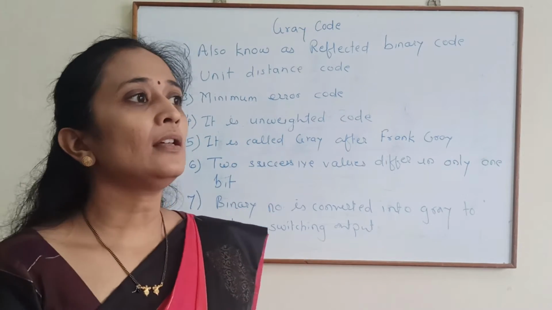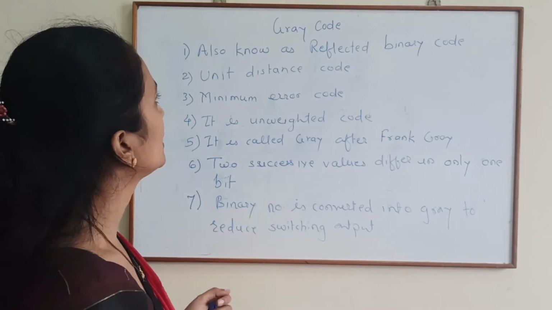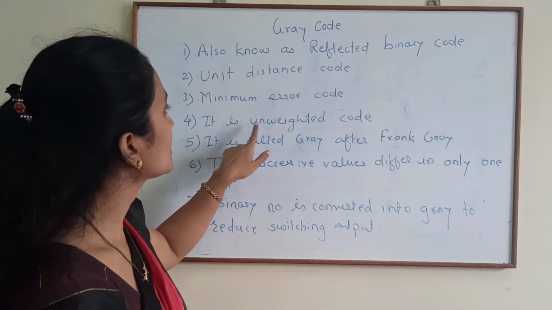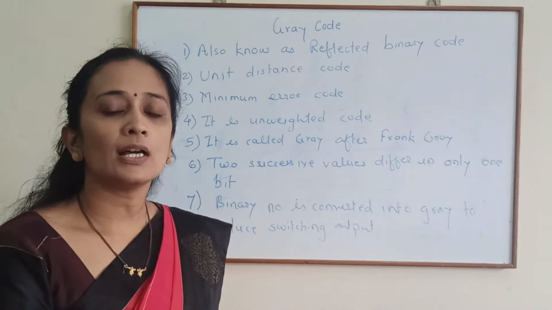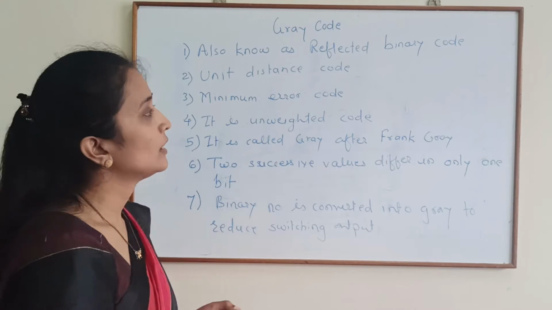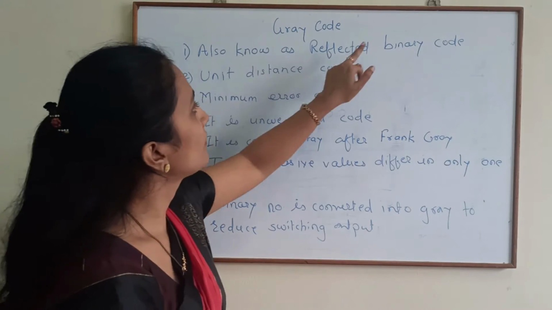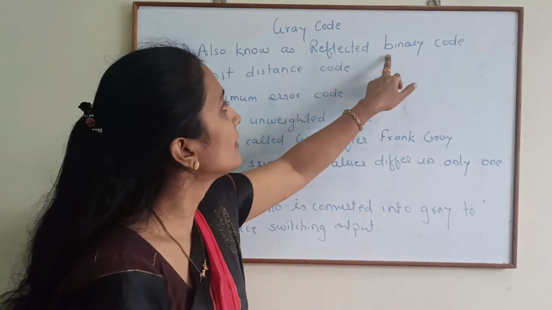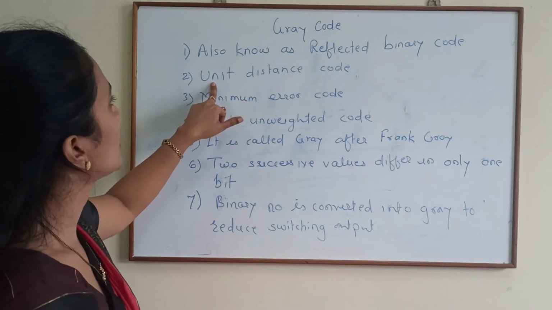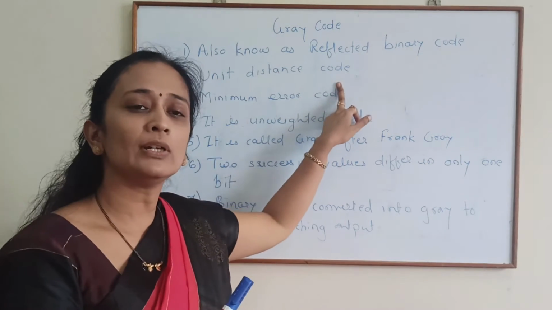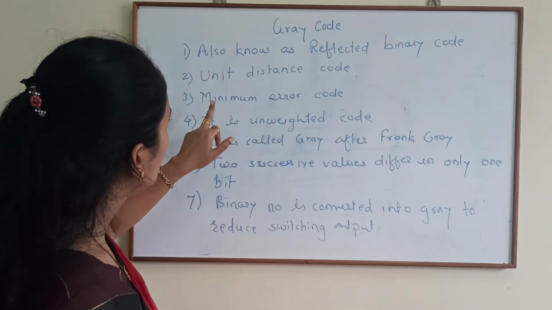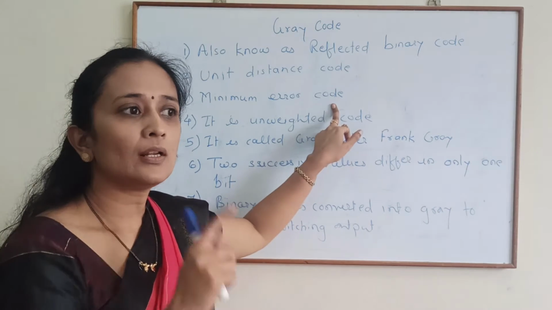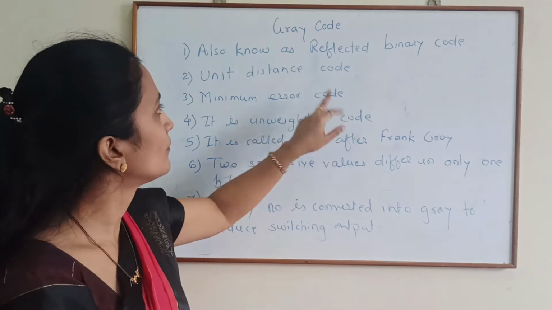There are some unweighted number systems, and one of the unweighted number system is Gray code. Therefore, Gray code is unweighted code or unweighted number system. Gray code is also known as reflected binary code, or RBC. Again, it is also called as unit distance code. Why it is called as unit distance code? I will explain later. It is again called as a minimum error code. Why it is called minimum error? That also I will explain in next class.